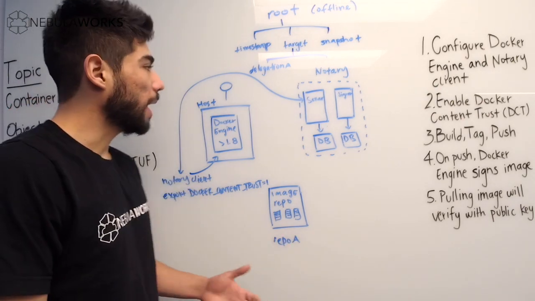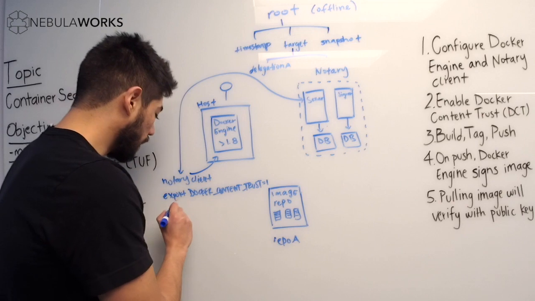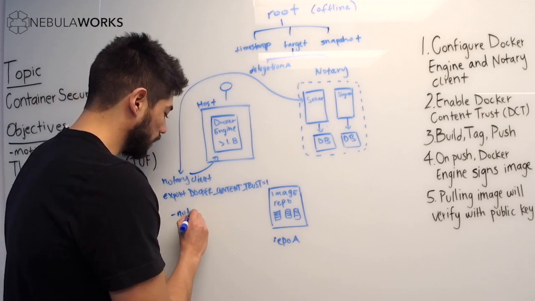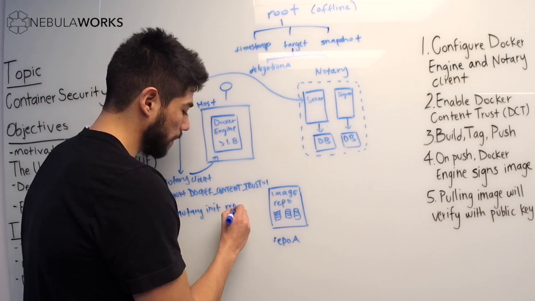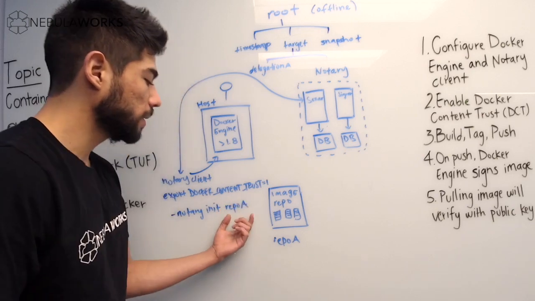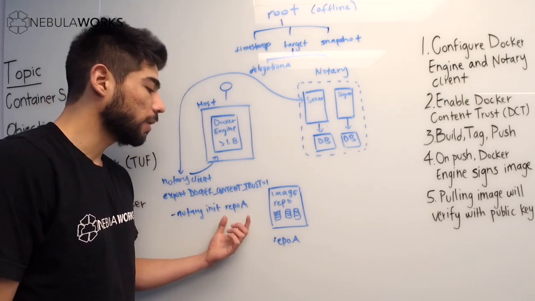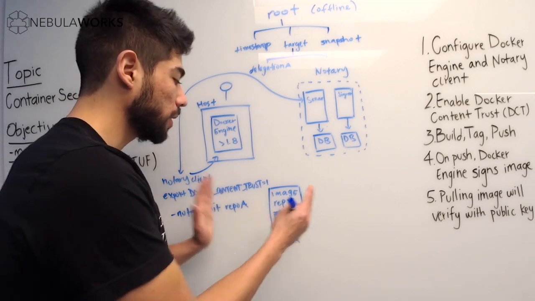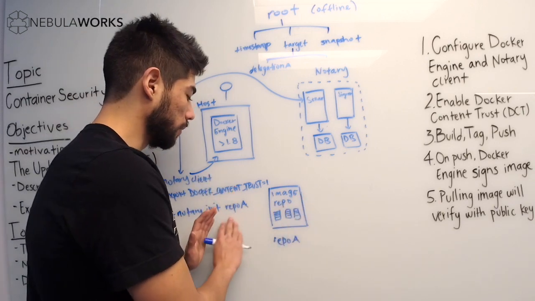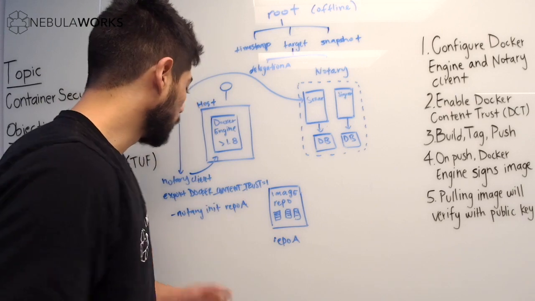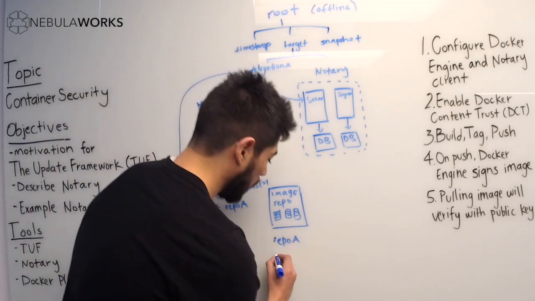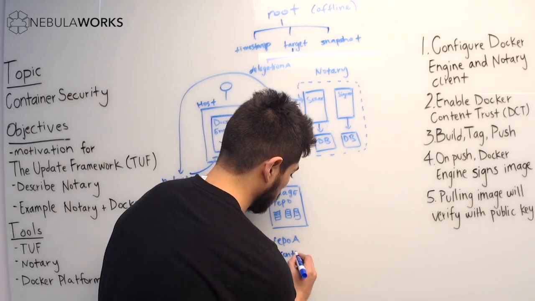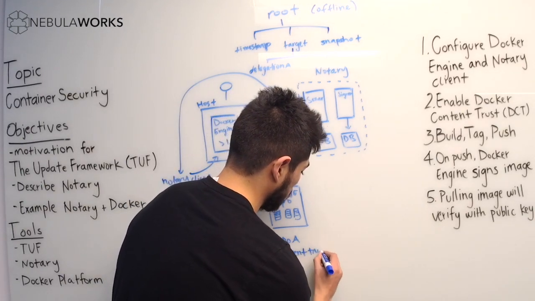So you may ask, well, how do I generate this key? In order to do that, you must run a command called notary init and then a repository. This is a shorthand syntax here, but normally you would have to provide the workspace of the repo and then the actual repo name. So once you initialize a repo, this repo now has content trust metadata.